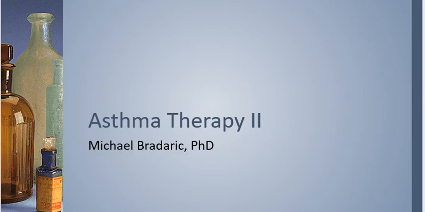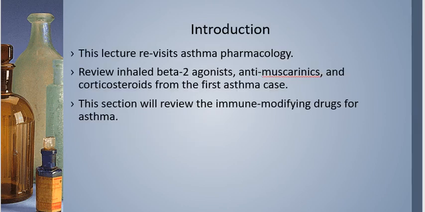All right, so today we're going to revisit asthma, and this is going to pick up where the previous lecture left off. That was back in Foundations of Medicine. And so I just want you to review, and I'm actually going to review them for you, the inhaled beta-2 agonist, as well as the antimuscarinics, or sometimes referred to as the anticholinergics, as well as the inhaled corticosteroids from the first asthma case. And then today we're going to really talk about the immune-modifying drugs that can be used in asthma.